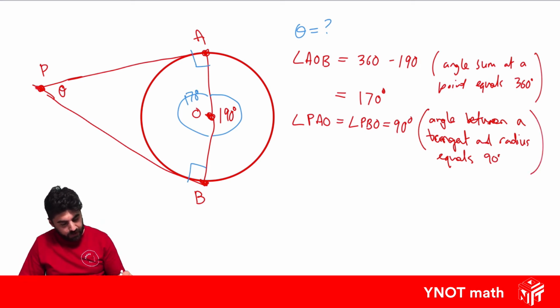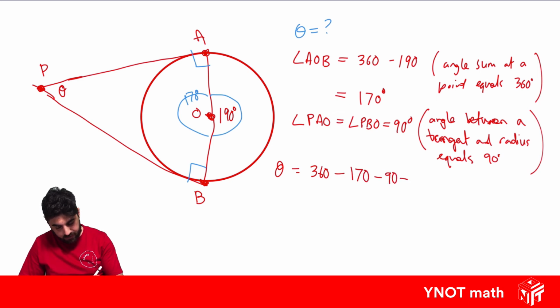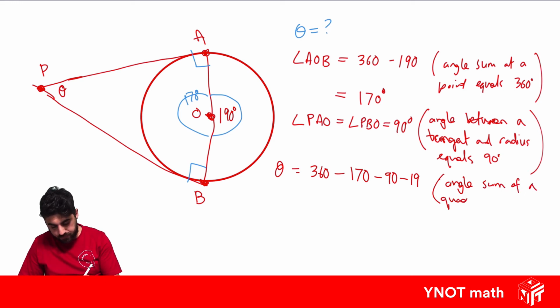And now all we have is a quadrilateral here, and the angle sum of a quadrilateral is going to be 360, so we should be able to work out our required angle theta. So theta is just going to equal 360 minus 170 minus 90 minus 90, because an angle sum of a quadrilateral is 360 degrees, and that's going to give us, whoops, should be 90, and that's going to give us 10 degrees for theta.